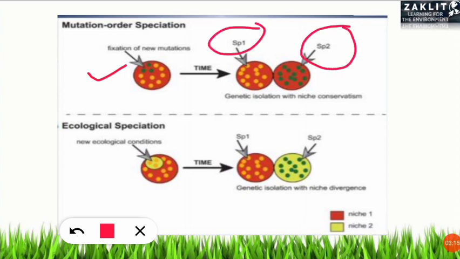That is here you can see species 1 and species 2. यहाँ देख सकते हैं येलो डॉट के अंदर ग्रीन डॉट्स भी पाए गए हैं. That is the mutation is the reason. So that's why after time the gradually the species are developing into two kinds of species. So this is because of the genetic isolation with the niche conservation.